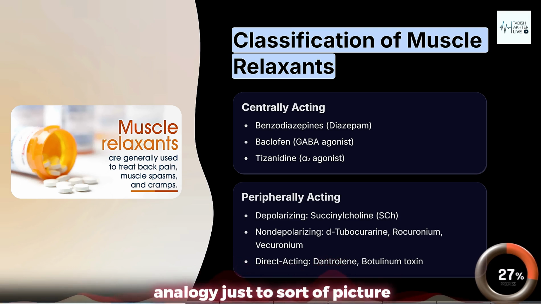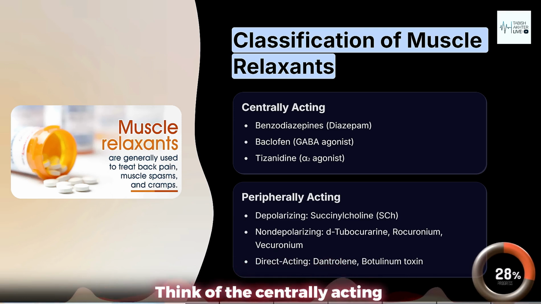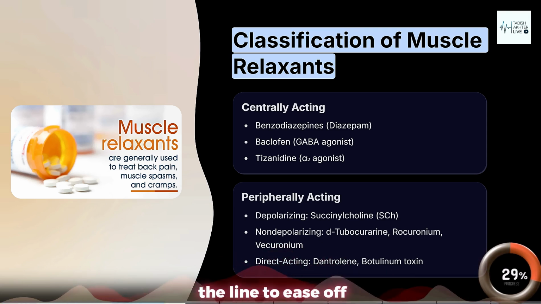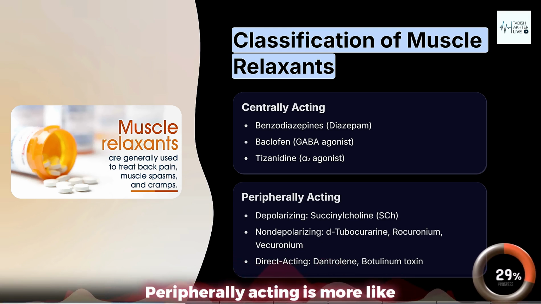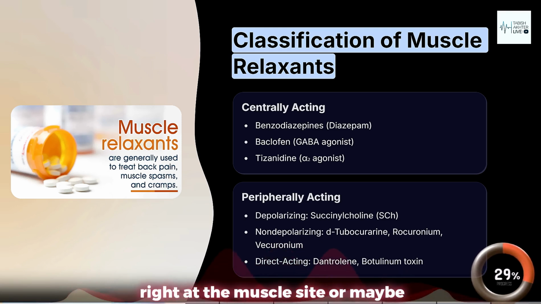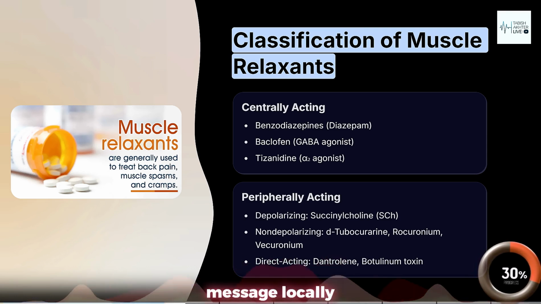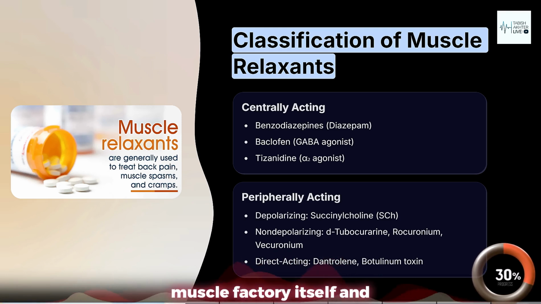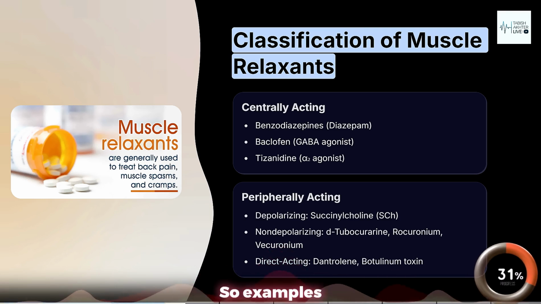Could you give us a quick analogy, to picture the difference? Sure. Think of the centrally acting ones like sending calming signals down from headquarters, the brain, telling the muscles further down the line to ease off. A top-down approach. Peripherally acting is more like interfering with the communication right at the muscle site, blocking the phone lines at the NMJ. Cutting off the message locally. And the direct acting ones are like going inside the muscle factory itself and switching off some of the machinery directly. That helps.